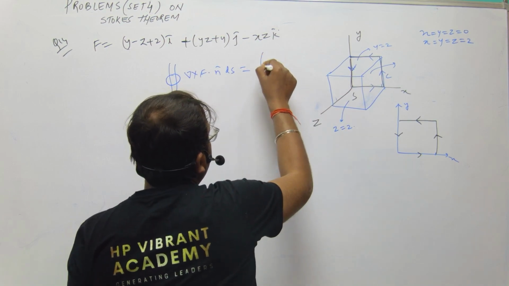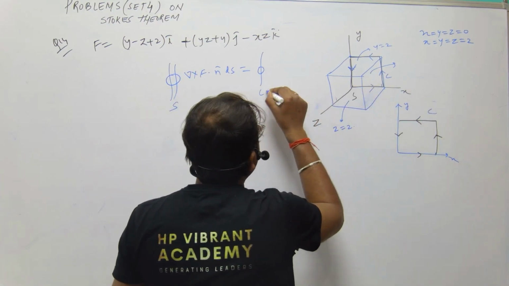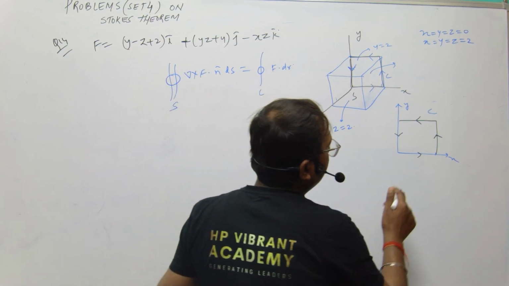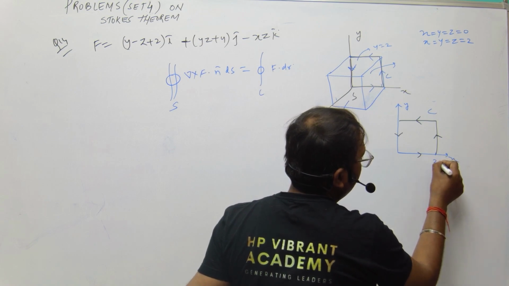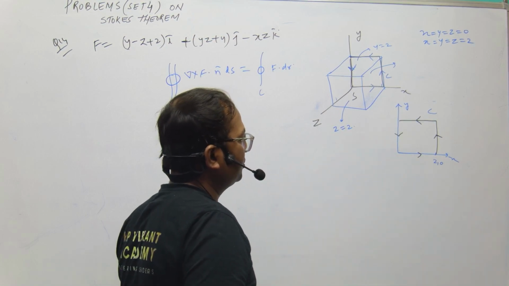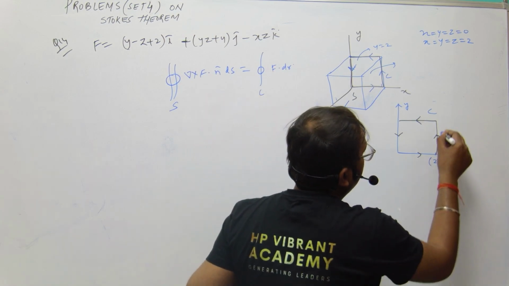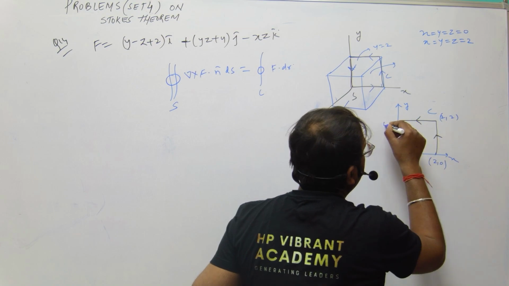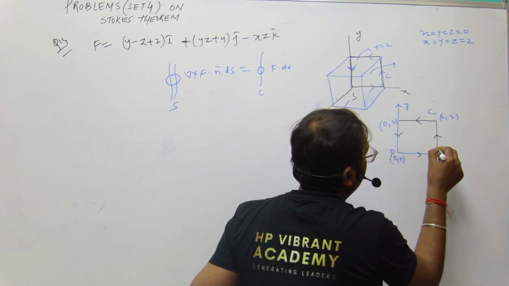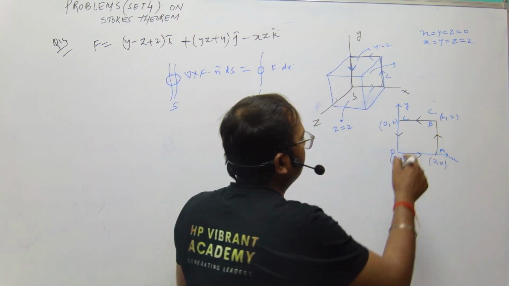So this is equal to the line integral along the curve C of f dot dr. The coordinates of this are 2 comma 0, and this is lying in the xy plane, so z is obviously 0, so we are ignoring the z coordinate. So this is 2 comma 0, this is 2 comma 2, this is 0 comma 2, and this is 0 comma 0. So let us name these O, A, B and C. So this is our curve C.